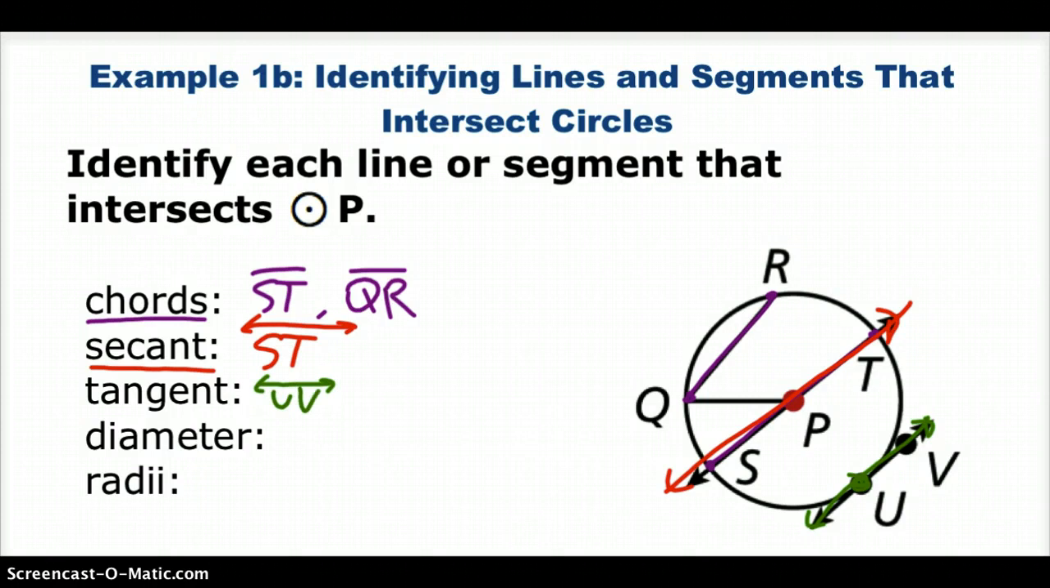My diameter is just a chord that goes through the center of the circle. So we can actually call this part right here again a diameter. That's just going to be segment ST, which is also a chord.